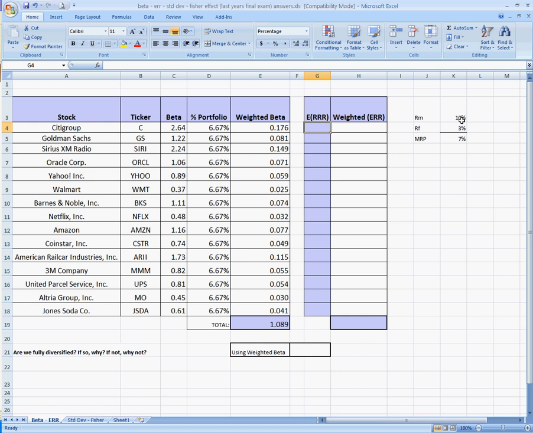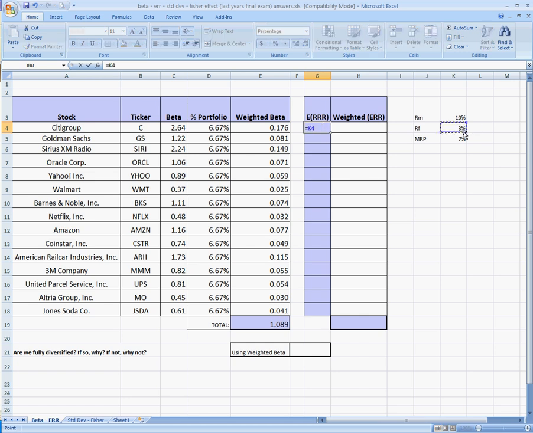So I have that over here, as you guys can see. The market rate is 10%, the risk-free rate is 3%. So obviously we have a market risk premium of 7%. So we can easily calculate this. You can do it by hand for each stock, or like I said, you can do it in Excel.